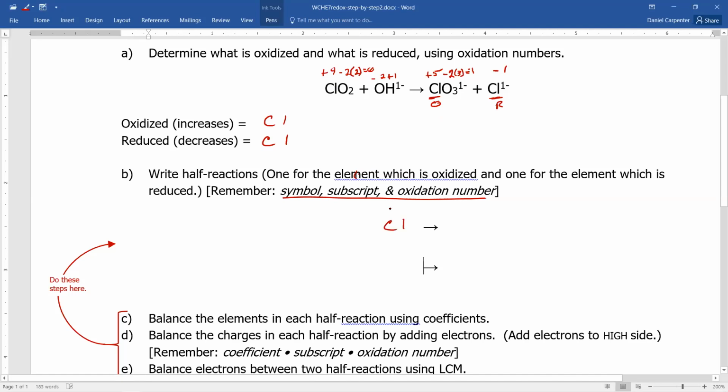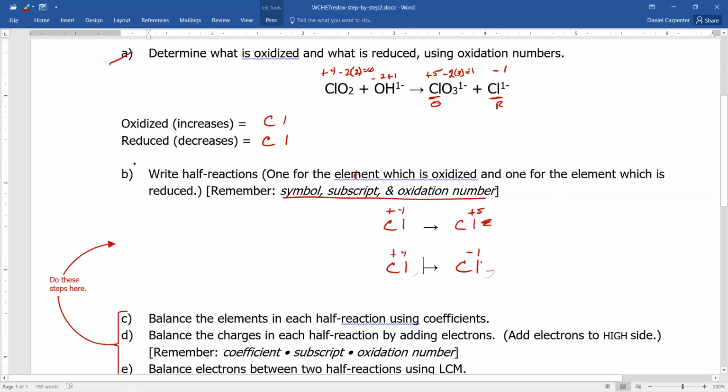So Cl +4 becomes Cl +5. And then Cl +4 becomes Cl -1. And none of them have a subscript, so it's 1, 1, 1, 1, 1, 1, 1, 1. So they're already balanced.